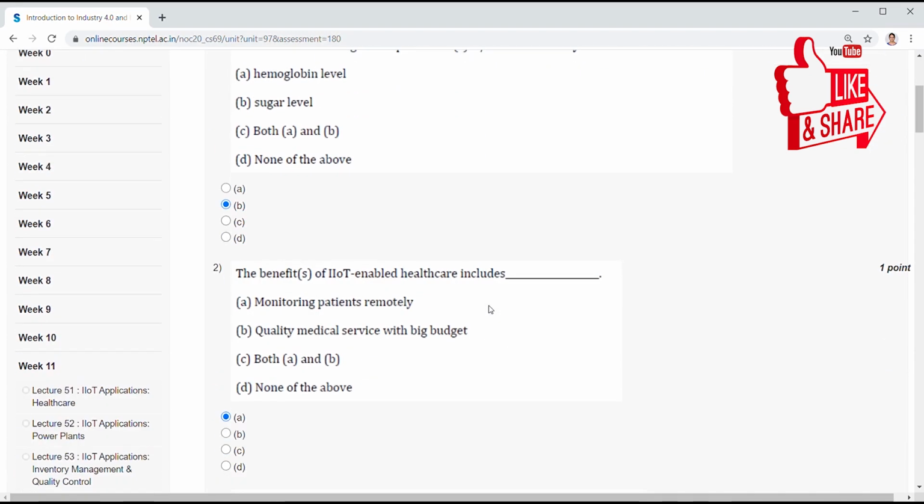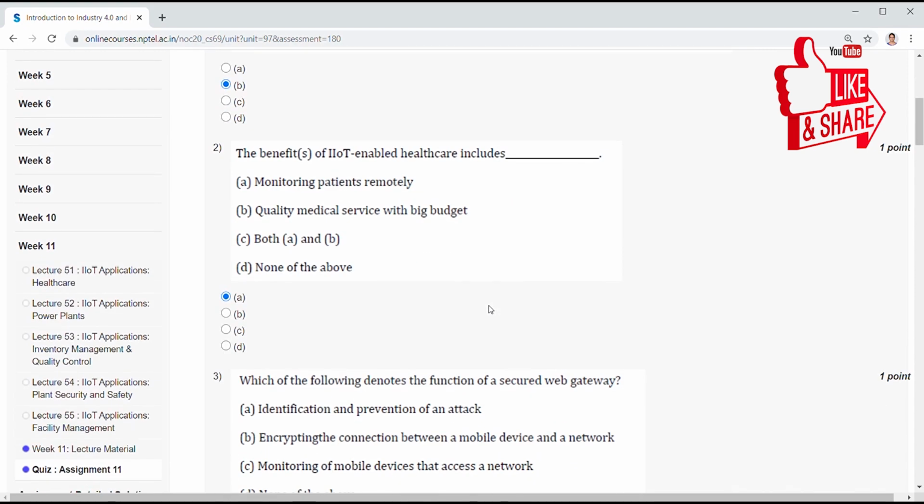The benefits of IoT enabled healthcare include: A. Monitoring patients remotely, B. Quality medical service with big budget, C. Both A and B, D. None of the above. So the right answer is monitoring patients remotely.